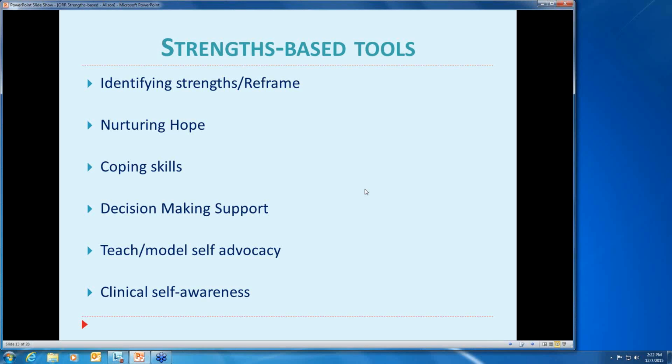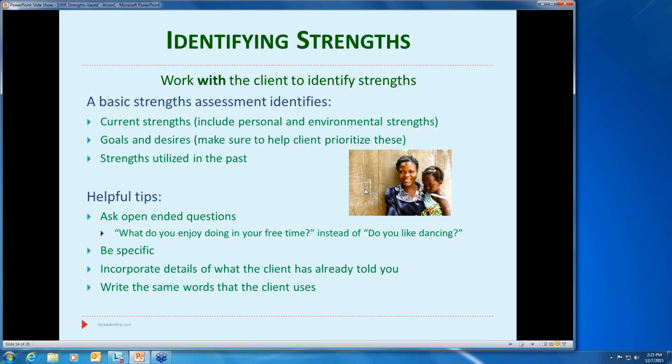So some strengths-based tools that I use regularly are identifying strengths and reframing, nurturing hope, further establishing or creating coping skills, helping with decision-making support, teaching and modeling self-advocacy and clinical self-awareness. And I'm going to go over all of those in more depth.